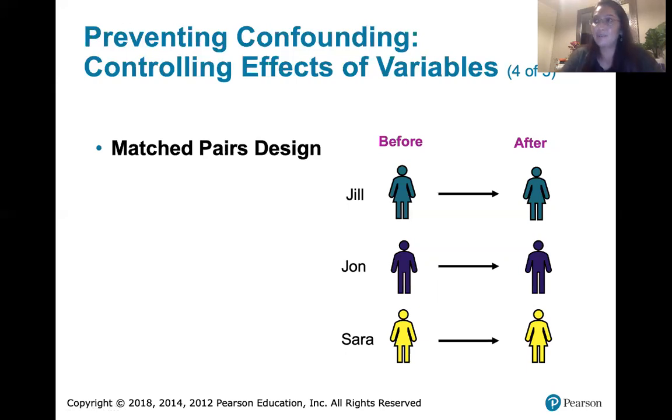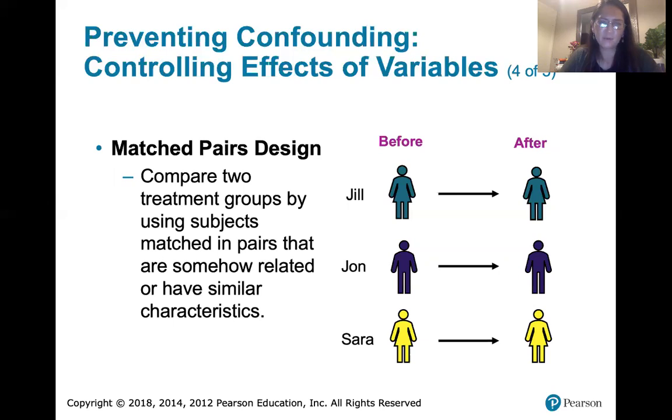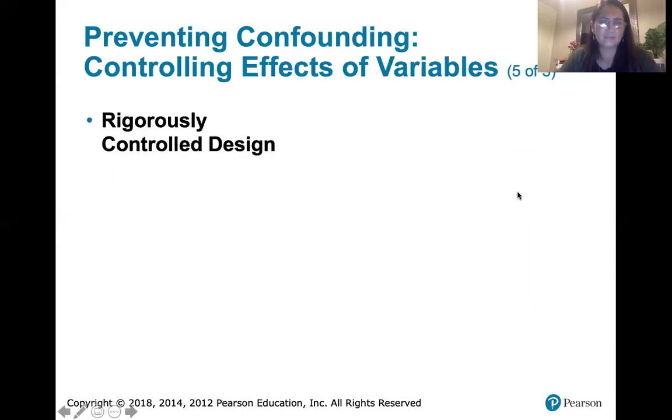So it's very important in that case that the pairs are matched up as well. We wouldn't want to pair the data of two twins from different families. That really wouldn't make any sense. So what we do is we compare the treatment groups by using subjects matched in pairs that are somehow related or have similar characteristics. And that's like a twin study or a before and after type arrangement like this.